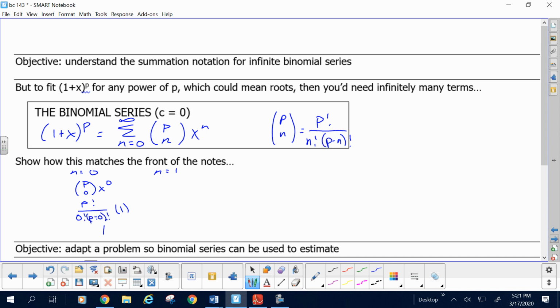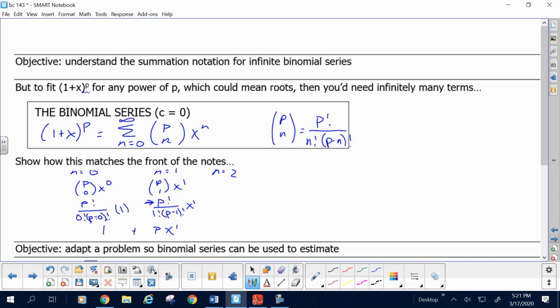When n equals 1, I'd take p choose 1, x to the first. Again, p choose 1, or combinations of p things taken one at a time, are p factorial over 1 factorial p minus 1 factorial. If I clean that up, though, imagine how that would cancel a little bit. So if I took p factorial and broke it up into p times p minus 1 factorial, then p minus 1 factorial would drop away, and I would just be left with p.